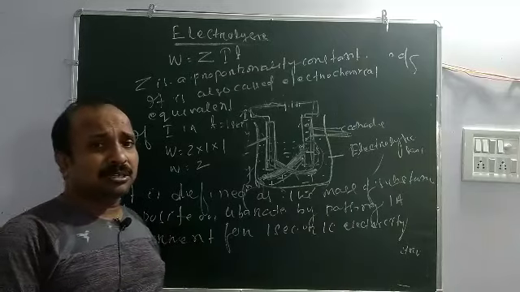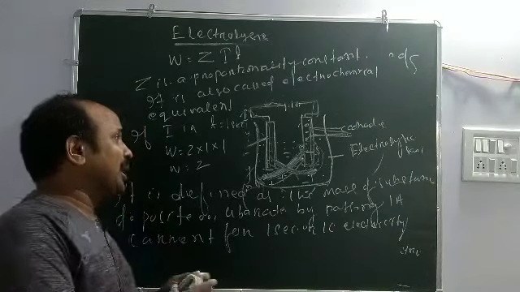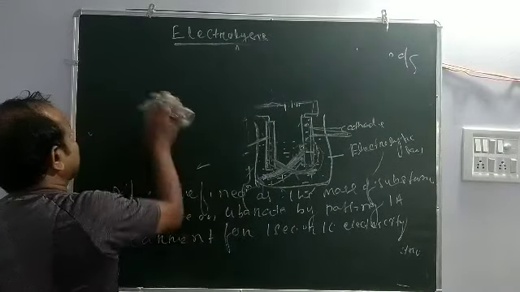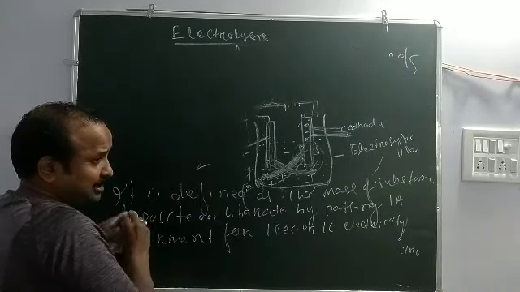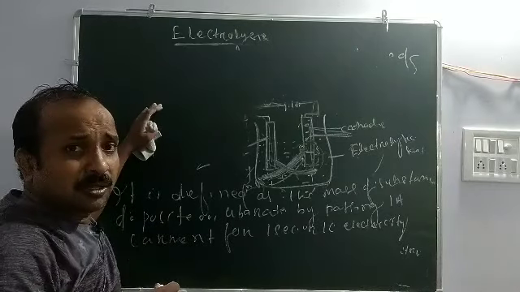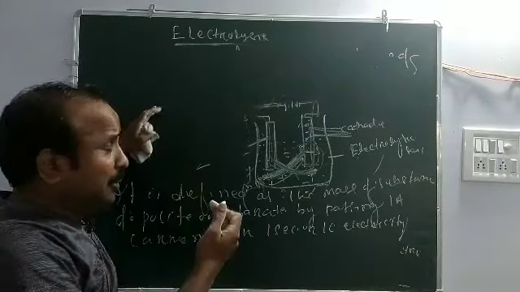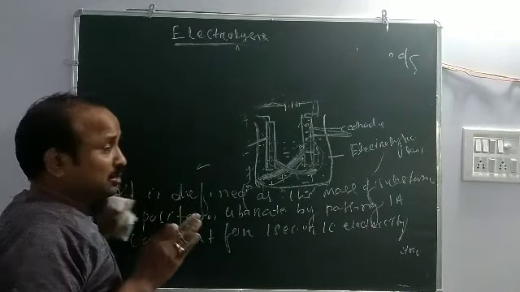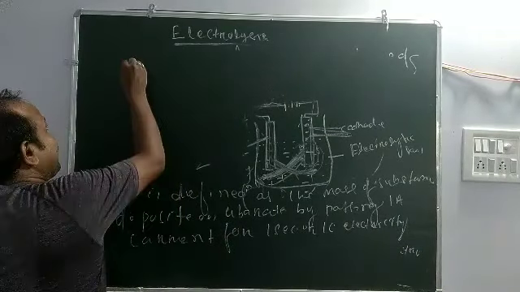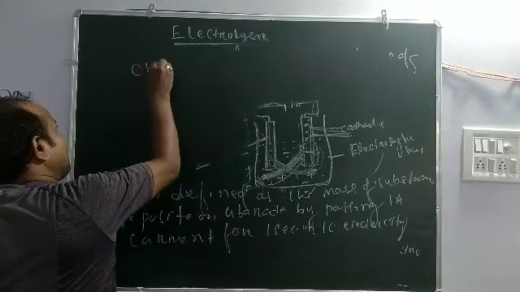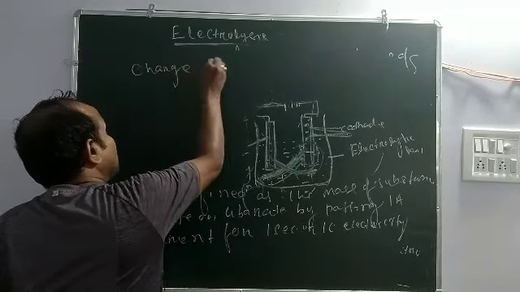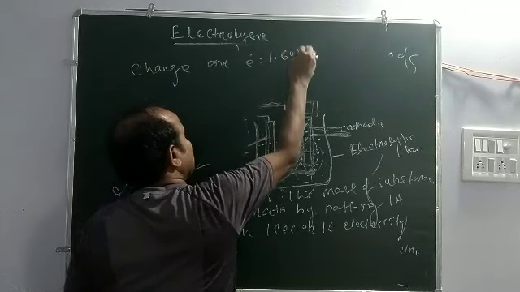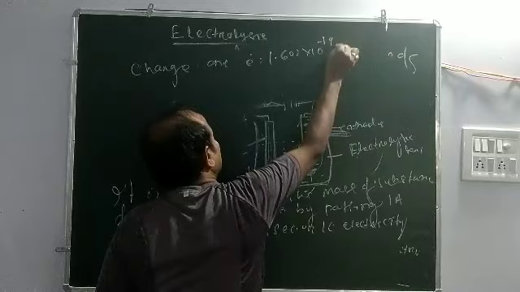Then you remember the mass of 1 electron. This is the derivation of the first law of Faraday, W equal to ZIT. For the problems, you should remember the charge of 1 electron equal to 1.602 into 10 to the power minus 19 coulomb.